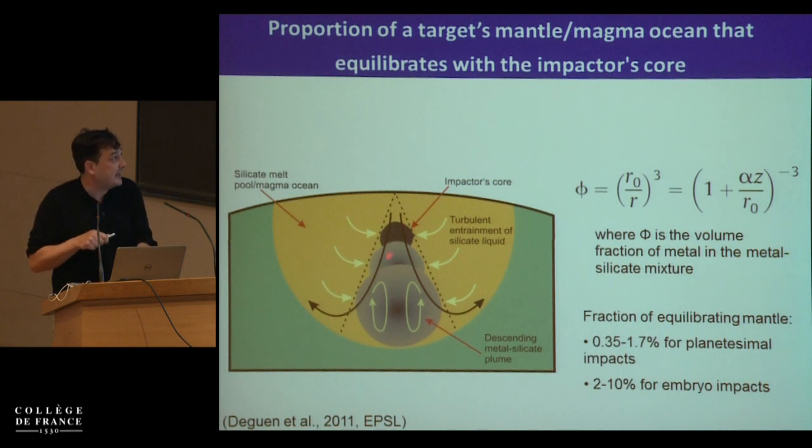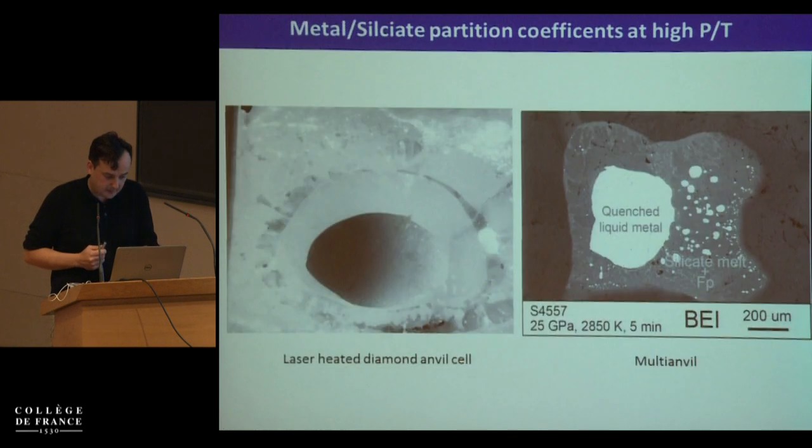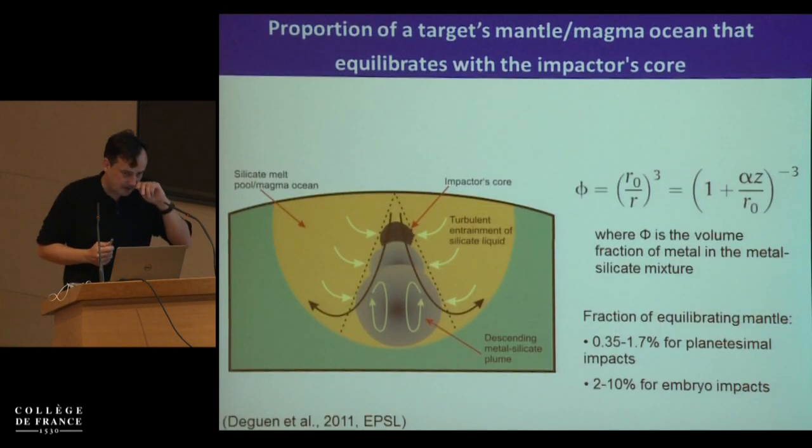So what that means is that in each accretion event, you only equilibrate the metal with actually a relatively small part of the silicate mantle, and it's that equilibration with the mantle that is picked up in the chemistry of the Earth.